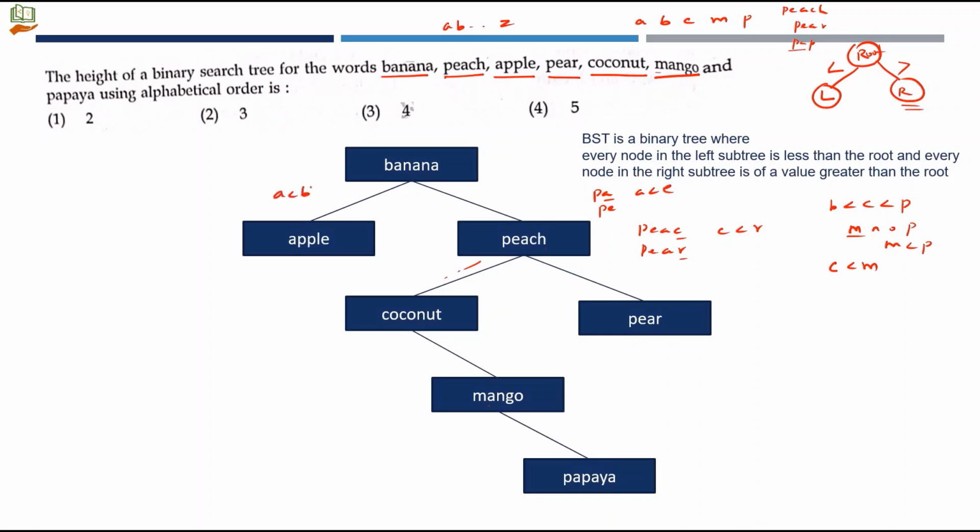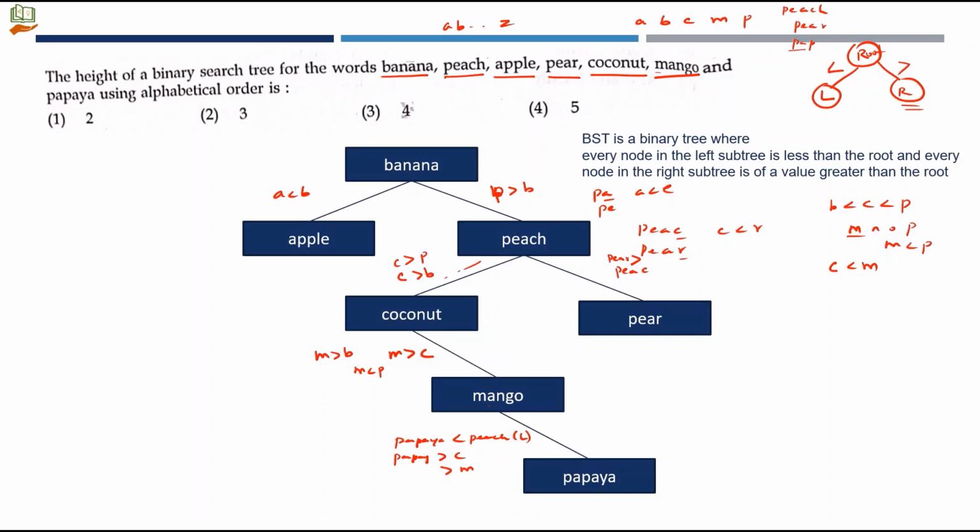So this is A less than B, this is P greater than B, here it is C greater than B, here it is PEAC, PEAR is greater than PEAC, and here we can say M is greater than C, M is greater than B, but M is less than P. And similarly for papaya, papaya is less than peach, that's why it is coming to the left side, and from here papaya is greater than coconut and greater than mango, that is why it is on the right side.